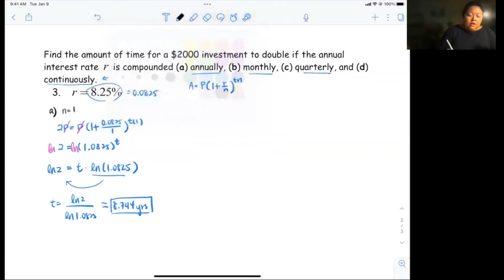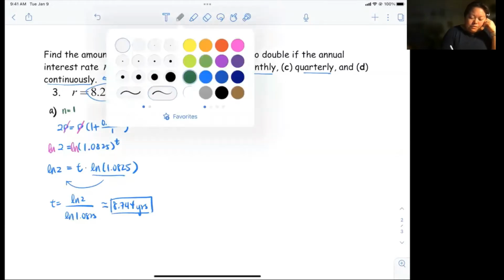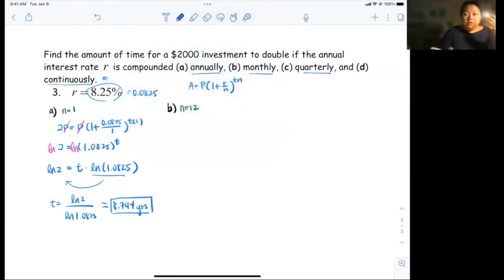Okay? All right, let's compare that to monthly, right? If you compound monthly, you are compounding a lot more times than yearly. Annually, you compound 1 time. Monthly, you compound 12 times because there are 12 months. So in this case, n equals 12. Okay, so the same thing, you want to double your investment. So you want 2P now, right? 1 plus 0.0825 over 12, and then 12t, right? Your n is 12.